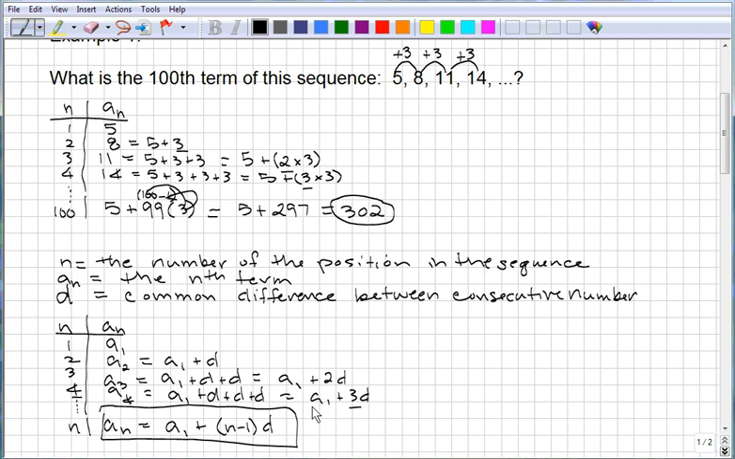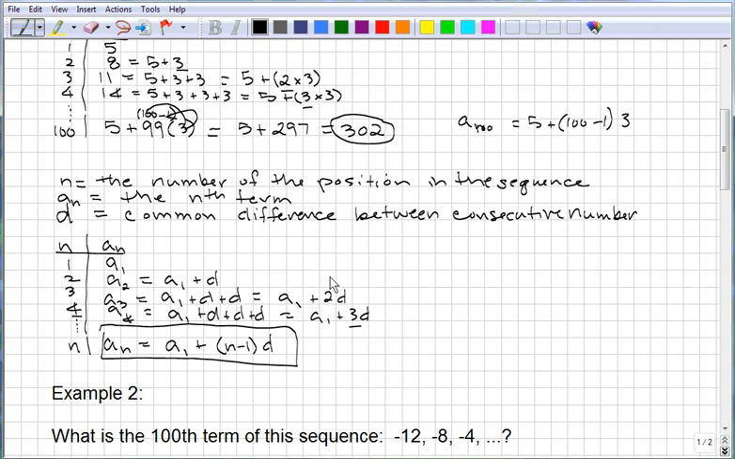So if we want to find the 100th term of anything, we just plug in 100 for n. If we were to do that up here, we could get straight away that a100 is going to be 5 plus 100 minus 1 times the common difference, which is 3. So that's a nice thing to know too.